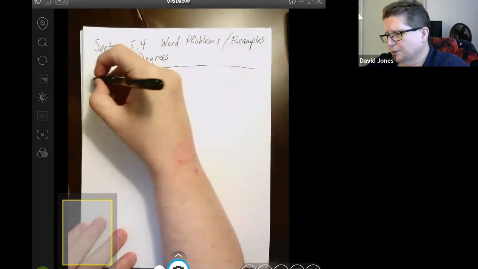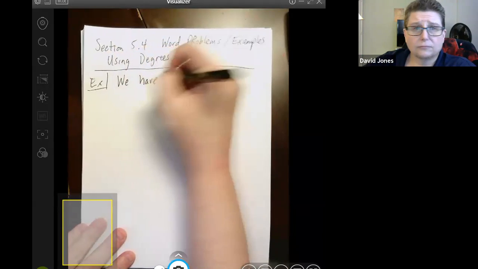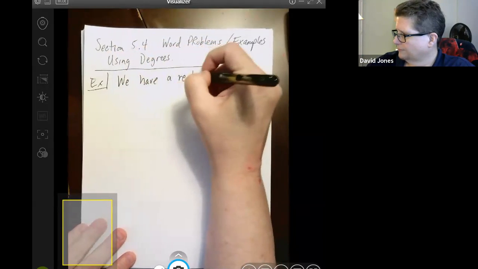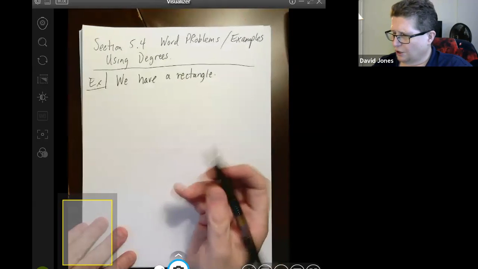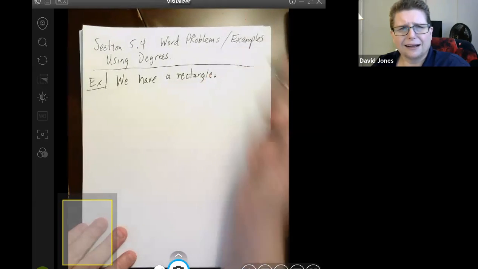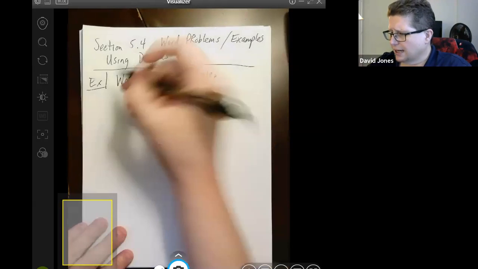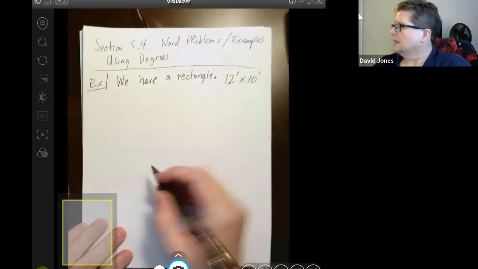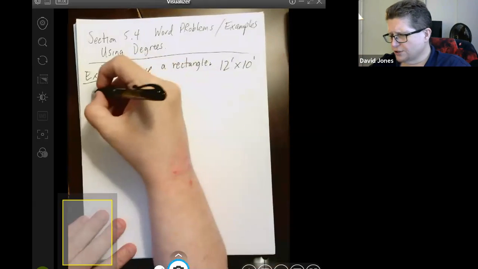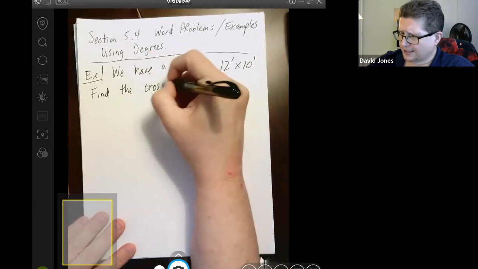Let's say, for example, we have a rectangle. I don't know how big you want the rectangle to be. Let's say it's in your backyard. It's a garden area. It's 12 feet by 10 feet. And we want to find the cross diagonal distance.